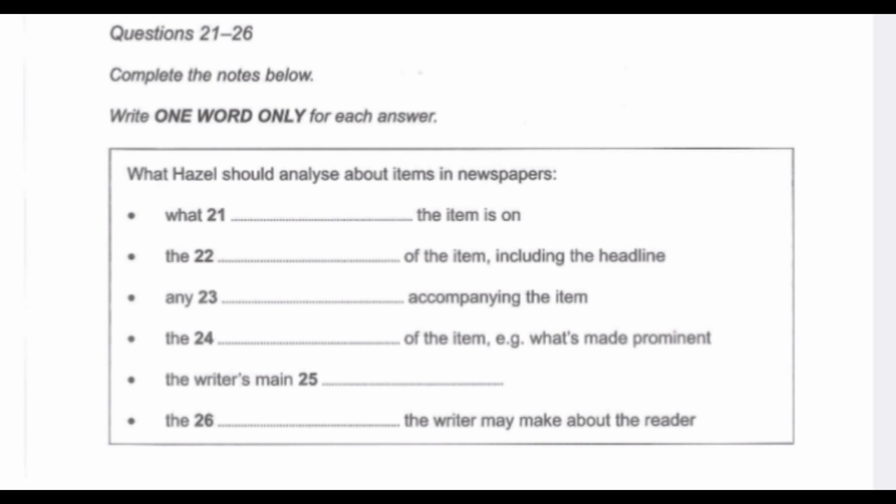So, what sort of things do I need to compare? Well, there are several things. For example, there's the question of which page of the newspaper the item appears on. You mean because there's a big difference between having it on the front page and the bottom of page 10, for instance? Exactly. And that shows how important the editor thinks the story is.